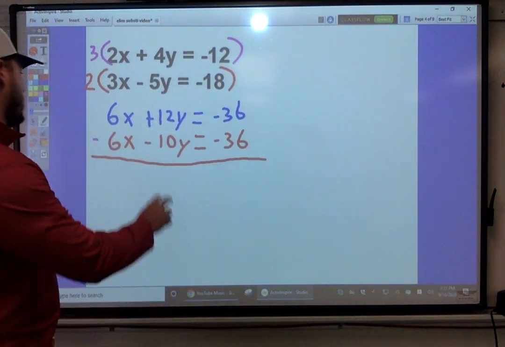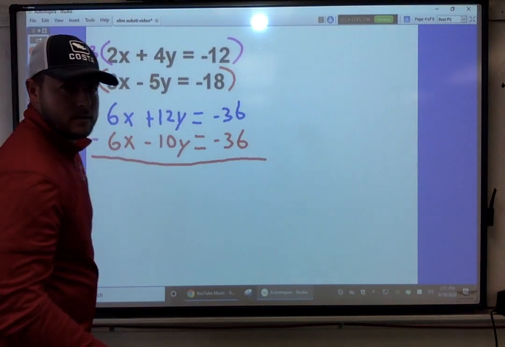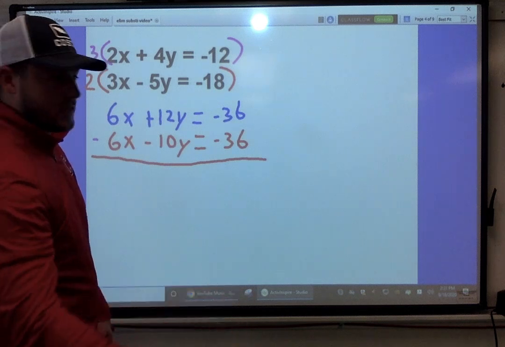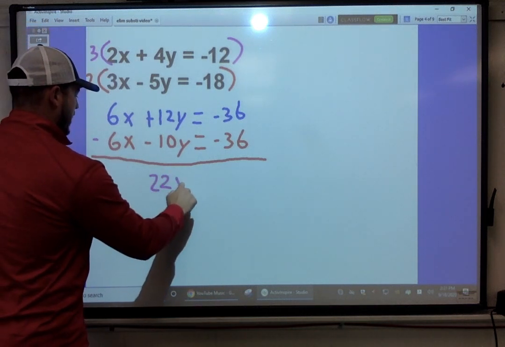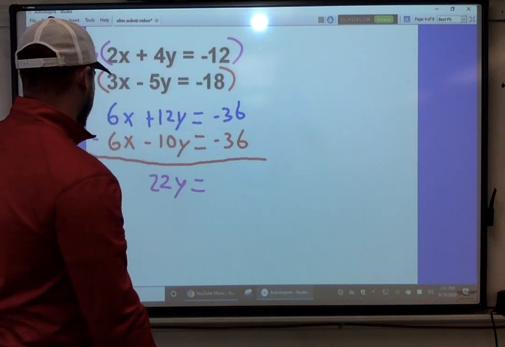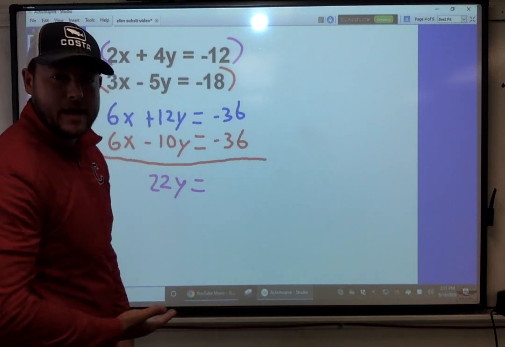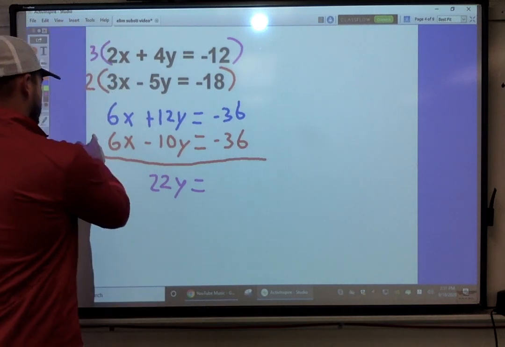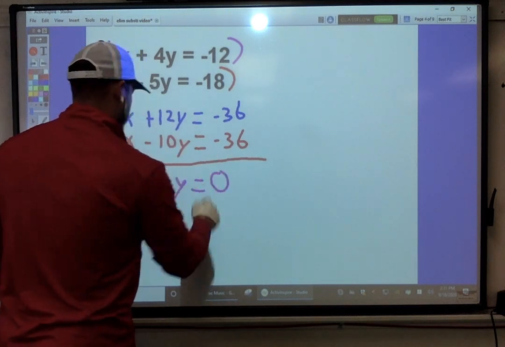Good. Now, 12 minus negative 10. So that technically becomes a plus 10. So 12 plus 10 is 22y. And then look here, negative 36 minus a negative 36. So if we minus a negative, that's also a plus. So really we're saying negative 36 plus 36. Well, that gives us 0.